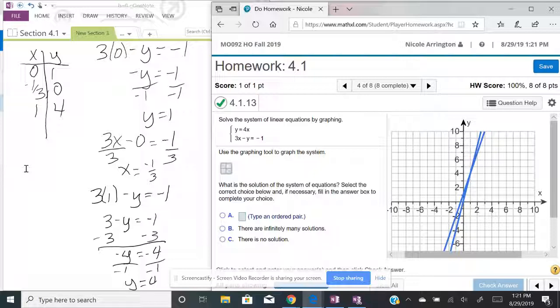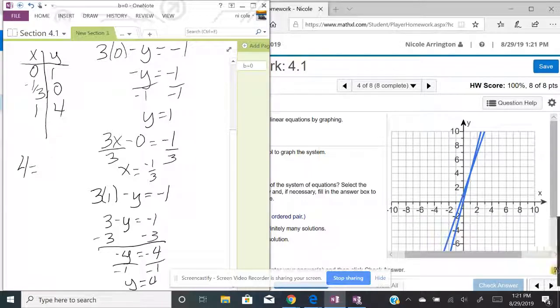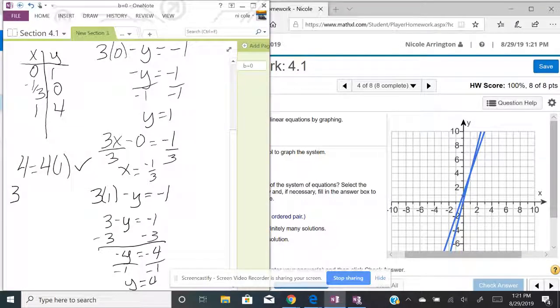So I'm going to go over here and check that. Is 4 equal to 4 times 1? Yes. And then the other one was 3 times 1 minus 4. Is that equal to -1? Yes. And so that is my solution. I would enter it in there.